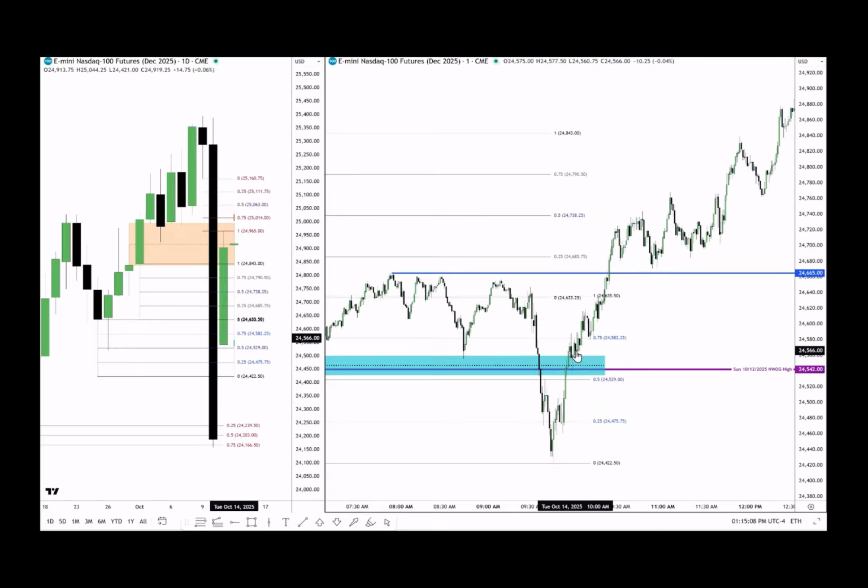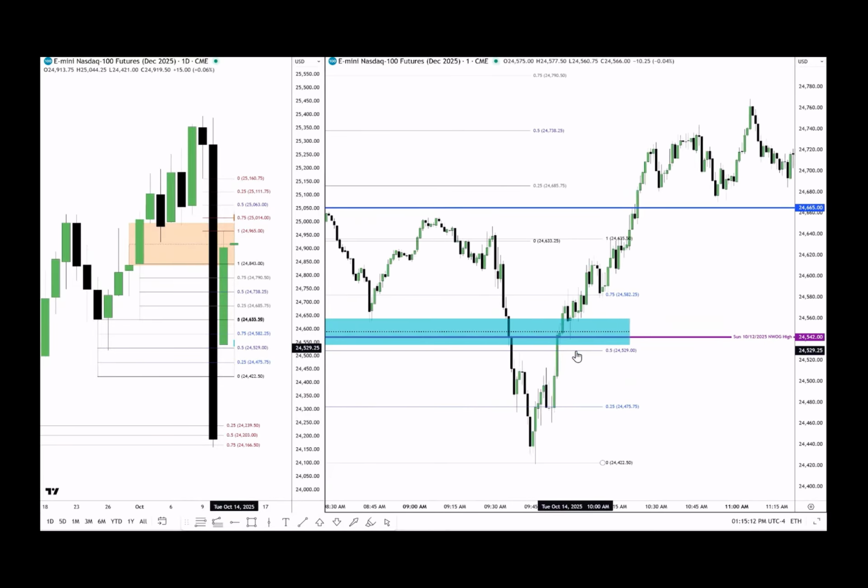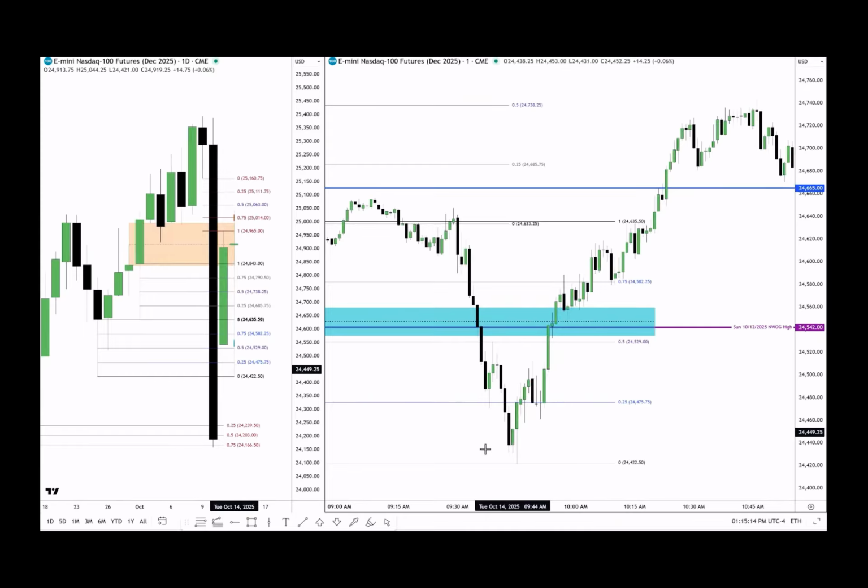Look real close, folks. Real close. We trade to the low of that wick on the 25th of September, right there. Nails the low of the day.